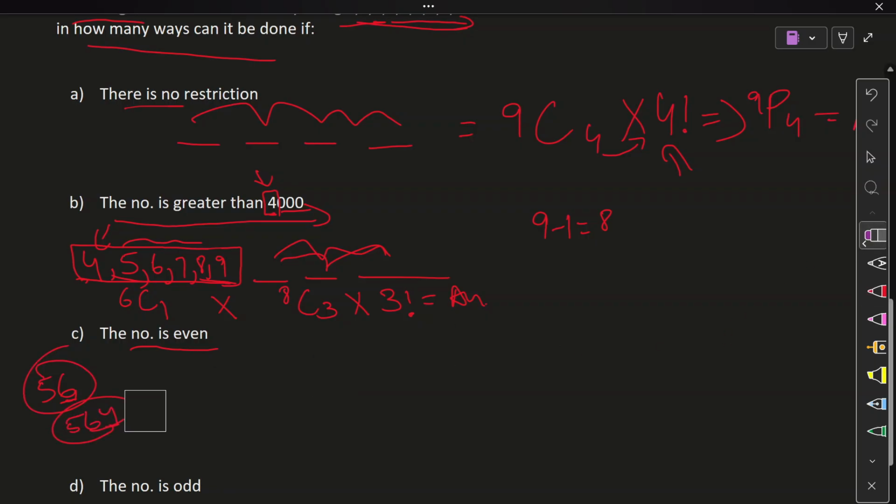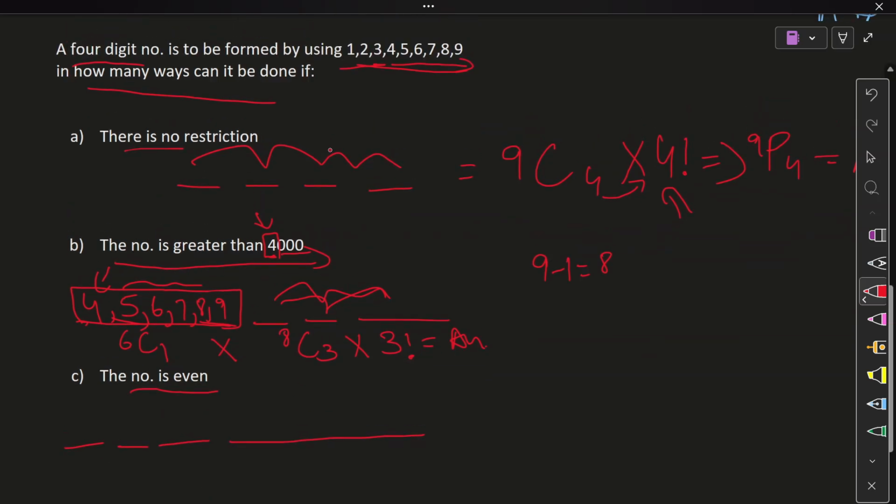So now the limitation has moved from the first digit to the last one. So now let's think about the last position. Okay, 1, 2, 3, 4. Make this a big dash. How many even digits do I have? 2, 4, 6, 8. That's all. Make this into a box.